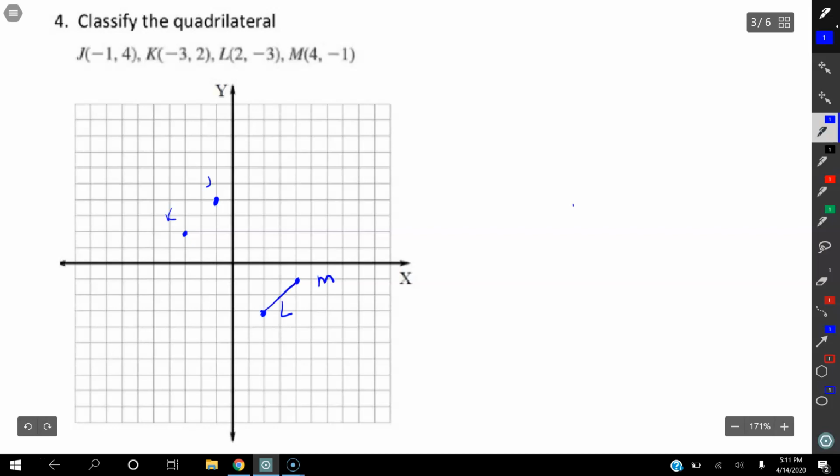So looking at this guy right here, well, it kind of looks like a possible rectangle to me. Maybe a parallelogram.